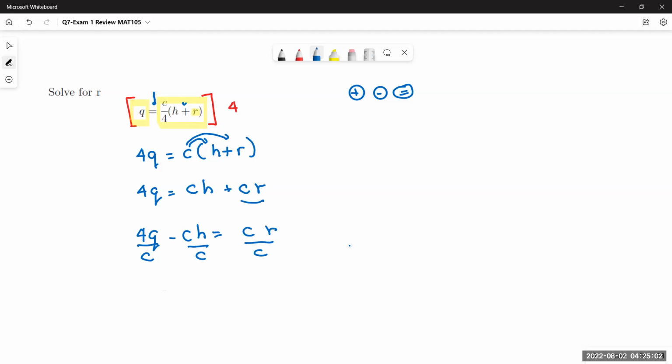So I will end up with r, this cancels out, equals. The c and c here cancel out as well. Here there is no cancellation, so it's going to be 4q over c minus h. And this should be your answer.